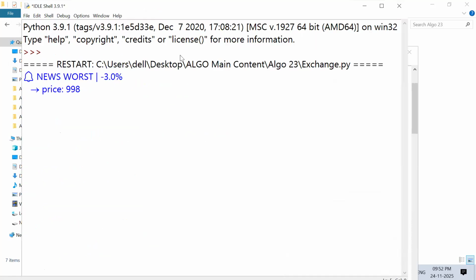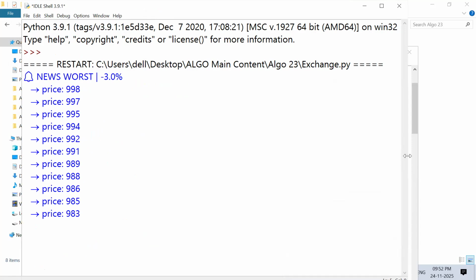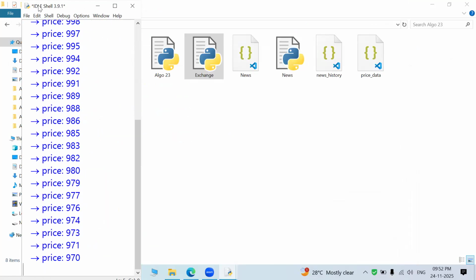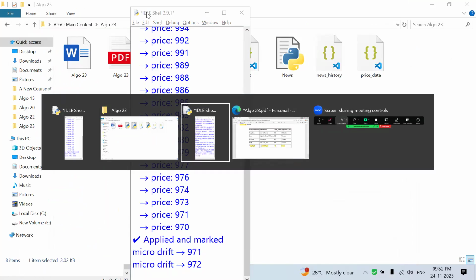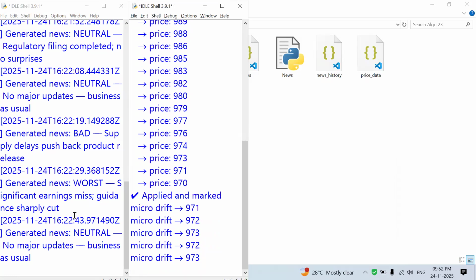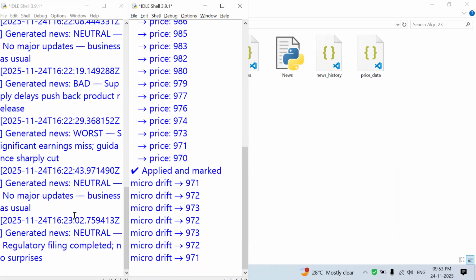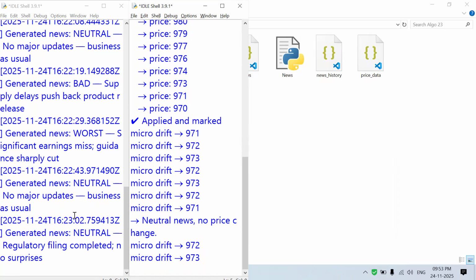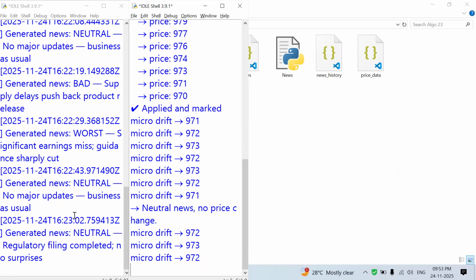So let's run this. Now let me keep both windows side by side so that you can see what is happening in the market with the news flow. This is my window number 2. This is my window number 1. There's a neutral news, so there is no change in the price. You can see. Now let's see some changes if there is a positive or negative news. What is happening in the market? There's a neutral news again. No price change. The price is trading in a very small range because the news is neutral.